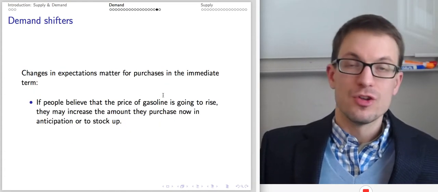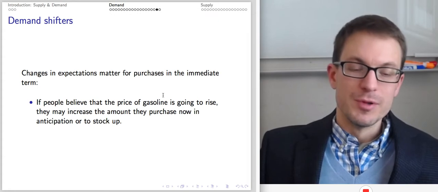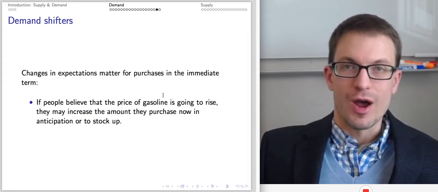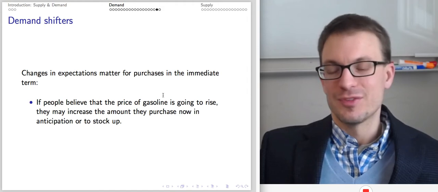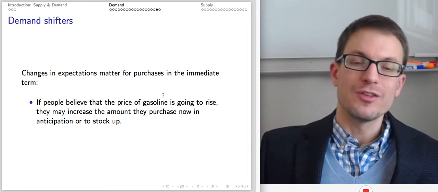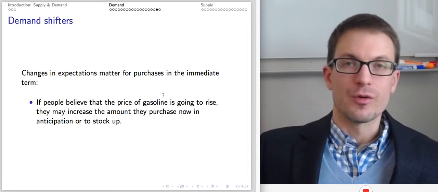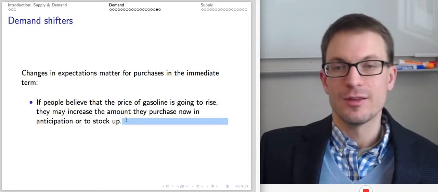Okay. Changes in expectations matter. So if people believe the price of gasoline is going to rise in a week, people might increase the amount that they buy today at every single possible price. So if we believe gas prices are rising in a week or in a month, we're going to get a rightward shift of demand today. We're going to get an increase in demand today.